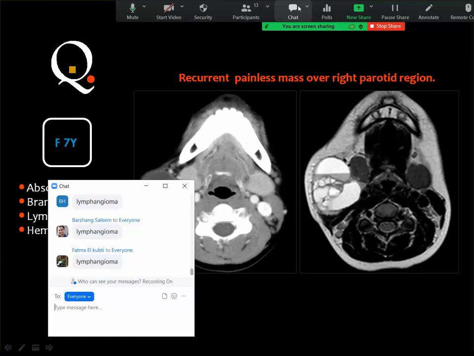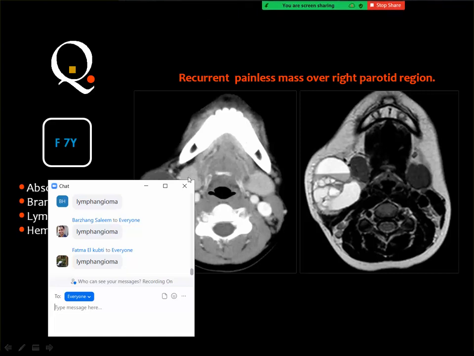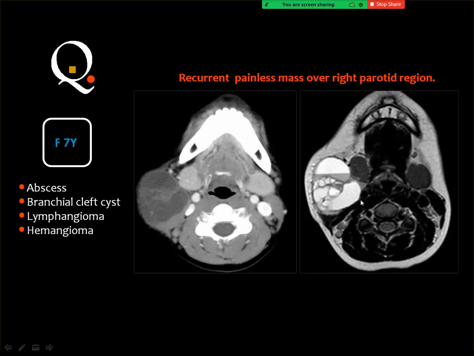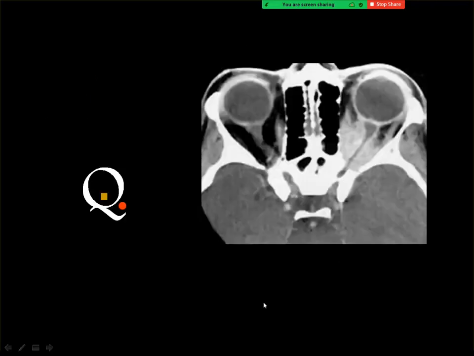Yes, the answer is right, and this is lymphangioma because of the fluid levels inside the lesion, best appreciated in the MRI. This is the right answer. This is lymphangioma of the neck.